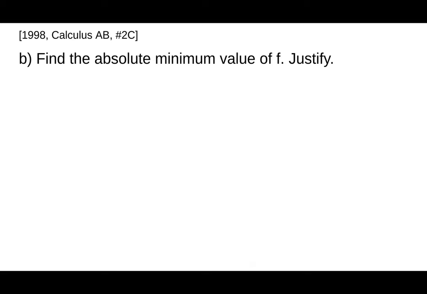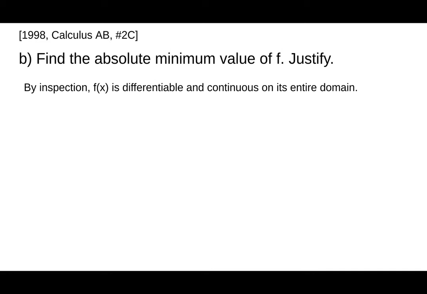In part B, we are asked to find the absolute minimum value of f and justify our conclusion. By inspection, f of x is differentiable and continuous on its entire domain, 2x times e to the 2x. There are no discontinuities. Nothing shows up as a result of it being a product. It's differentiable and it's continuous.